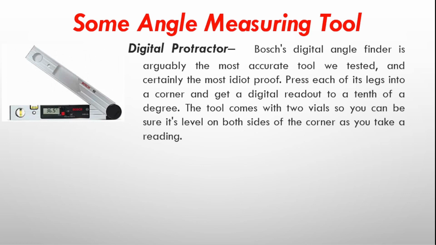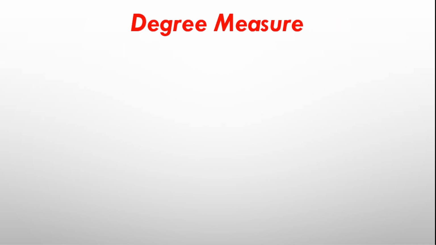Next we have the digital protractor. This angle finder is arguably the most accurate tool to test, and certainly the most idiot-proof. Press each of its legs in a corner and get the digital readout to a tenth of a degree. The tool comes with two vials, so you can make sure it is level on both sides of the corner as you take the reading.